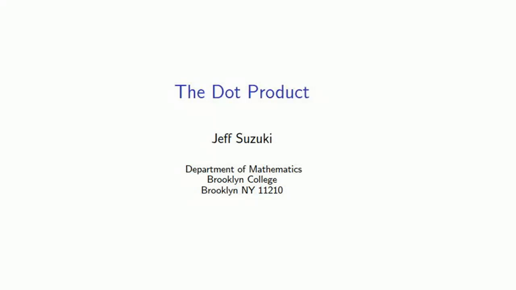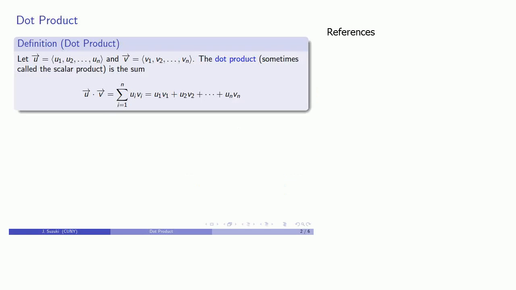There's a second type of operation we can do with two vectors, which is called the dot product. Suppose I have two vectors u and v with the components u1 through un, v1 through vn. The dot product, which is also called the scalar product, is the sum of the component-wise products. In other words, we multiply the corresponding components and add them together.